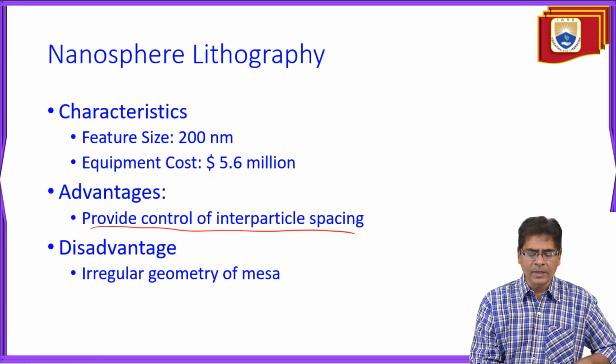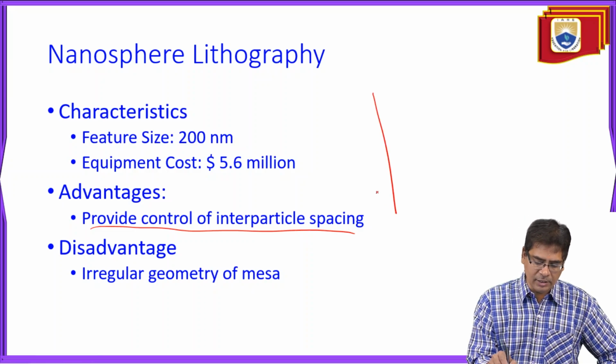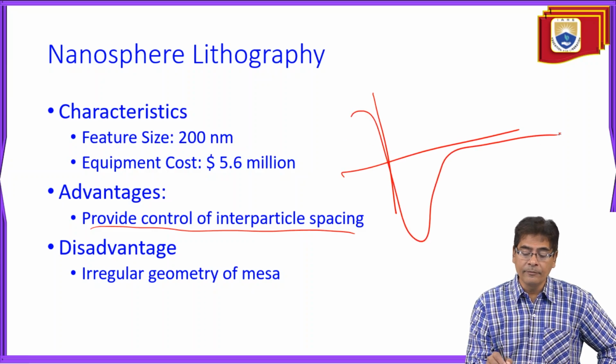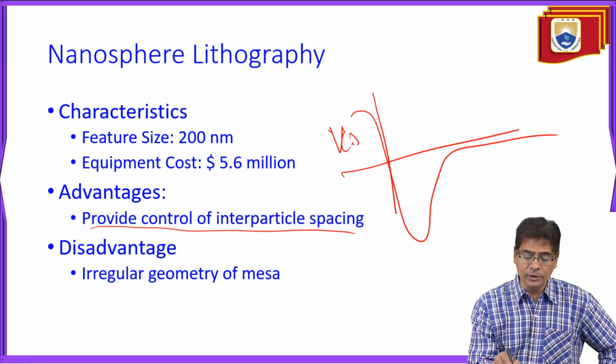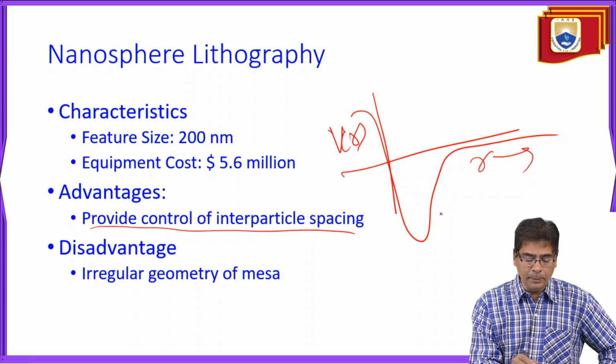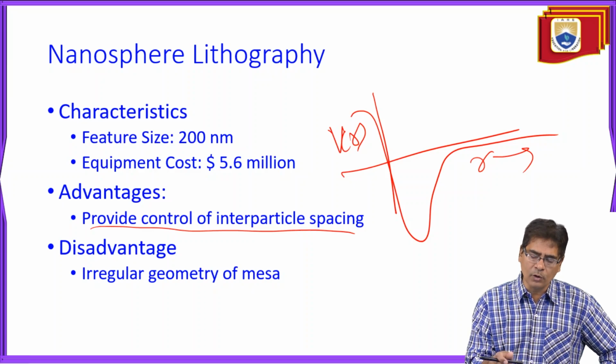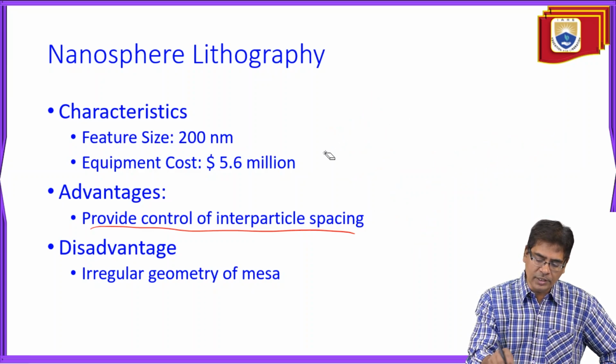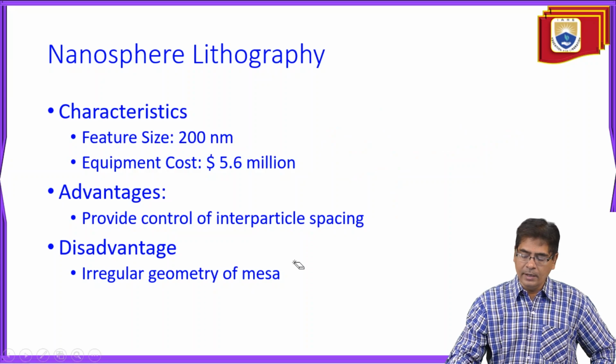Interparticle spacing, in the sense, depends upon the Coulomb potential, right? The potential V of R and the interatomic spacing are related. The physics behind this is what we can understand between the Coulomb potential and the intermolecular spacing.